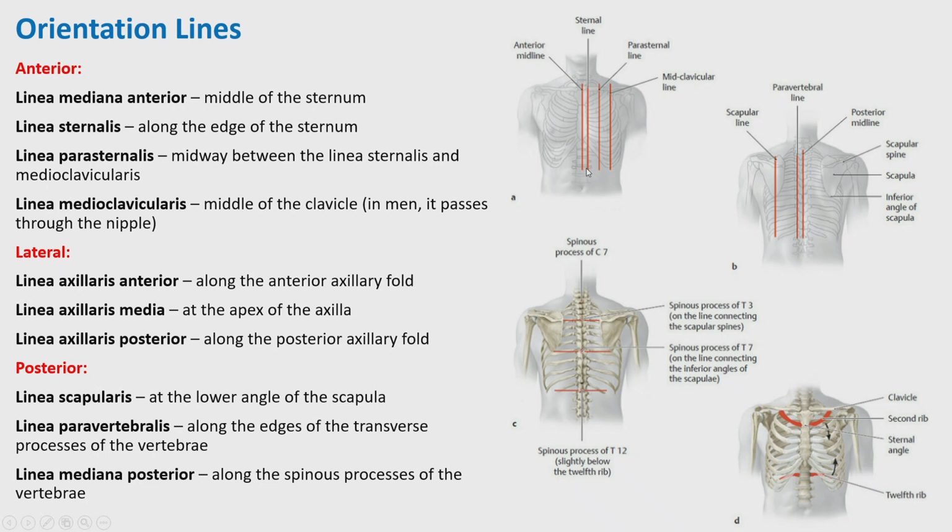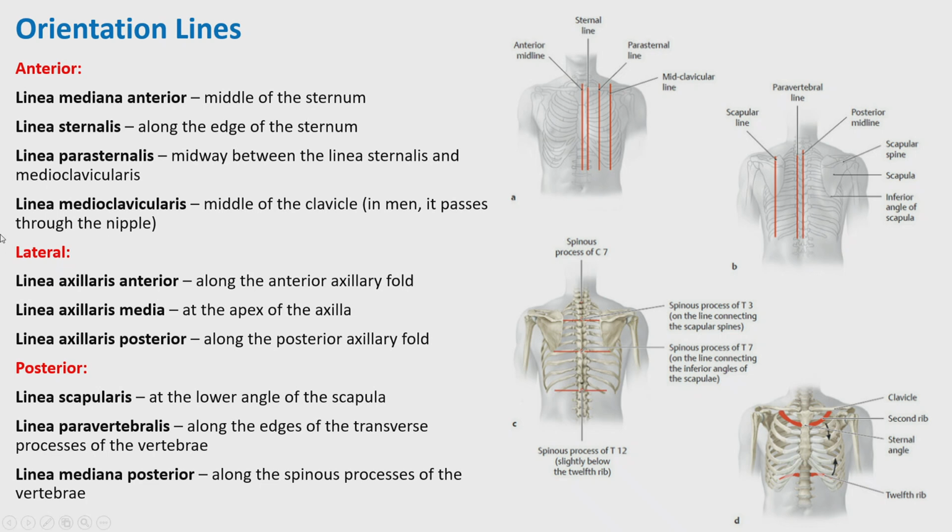The parasternal line is located midway between the sternal line and the midclavicular line. And the midclavicular line is a very important line, which is passing through the middle of the length of the clavicle down. In men it's not exact, it's approximate, and in children it's passing through the area of the nipple. In women, because of the presence of the breast, of course it's variable.